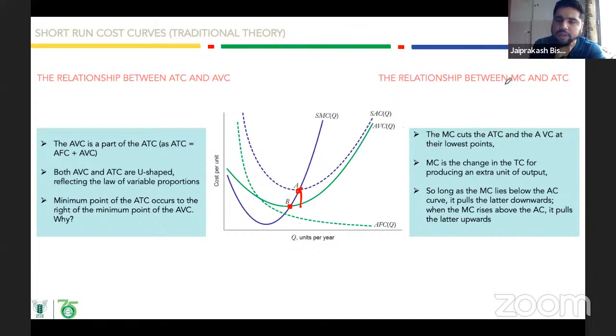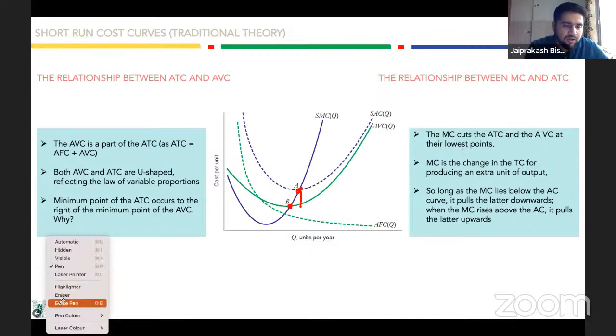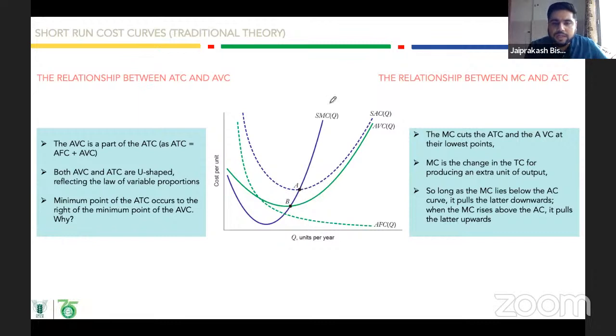If I have to draw a relationship between marginal cost and average total cost, the marginal cost curve cuts ATC and AVC at their lowest point. आप देखिए अभी ये मार्जिनल कॉस्ट कर्व है SMC, ब्लू सॉलिड लाइन। ये आपका एवरेज वेरिएबल कॉस्ट एंड एवरेज टोटल कॉस्ट, इन दोनों कर्व को इनके मिनिमम पॉइंट पे इंटरसेक्ट कर रहा है। ये पॉइंट यही होता है, ठीक है। MC is the change in the TC for producing an extra unit of output.